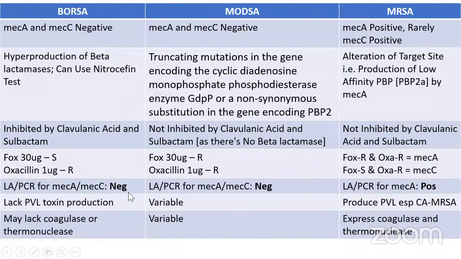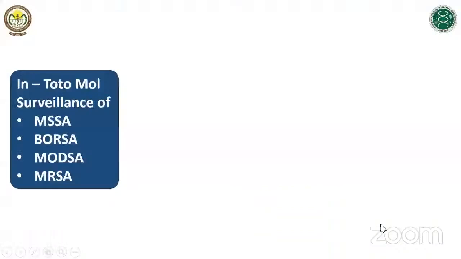Latex agglutination or PCR for mecA and mecC will be negative both in BORSA and MODSA, whereas it's going to be positive in MRSA. And the BORSA lack the PVL toxin production. It's variable in MODSA, and in case of MRSA, especially the community-acquired MRSA, produces a lot of the PVL toxin. One interesting thing about BORSA is that identification might be an issue because it may lack the classical enzyme coagulase or the thermonuclease. It may be absent in BORSA, whereas the others express it properly.